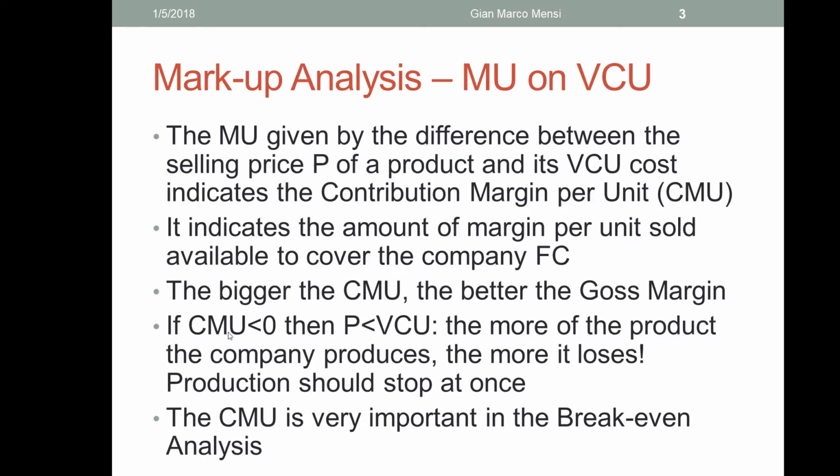Okay. Another very important aspect of the contribution margin per unit is that if by any chance the CMU is below zero, it means that your selling price is below the variable cost per unit. It means that you are selling your products at a price which is lower than the amount of variable costs that you put into that product. Imagine, like if you're putting 4 cents of aluminum per aluminum can, and you're selling your can at 3 cents. So the more you produce, the more you lose, and production should stop as soon as possible.